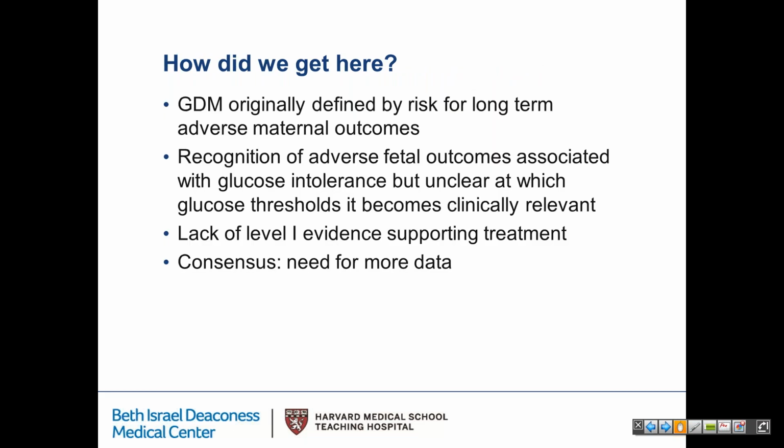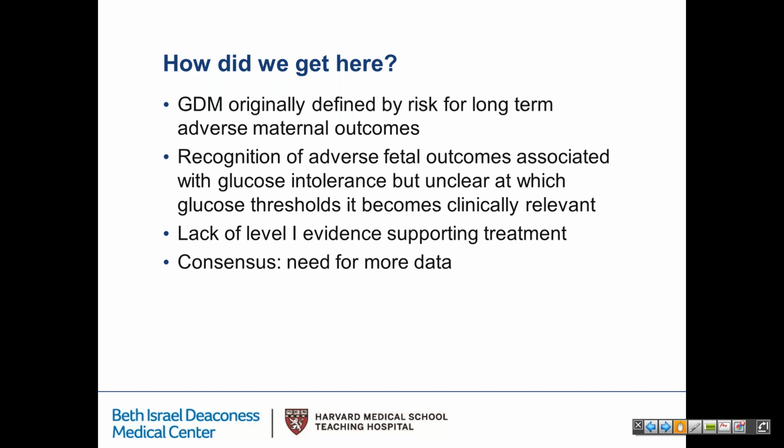So how did we get here? It's this confusing table with lots of different values and lots of different testing paradigms. So gestational diabetes was originally defined by the risk for long-term adverse maternal outcomes, actually by a group out of Boston. There was a recognition that adverse fetal outcomes were also associated with glucose intolerance, but it's really been unclear until the last decade or so what the glucose thresholds were where this became clinically relevant.